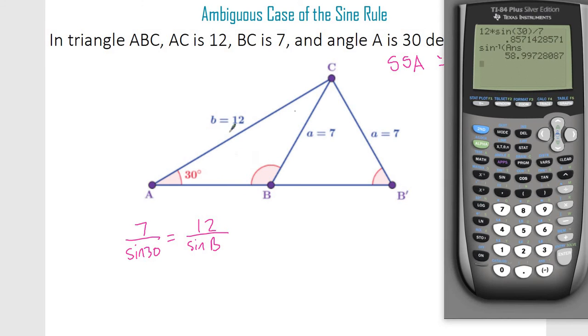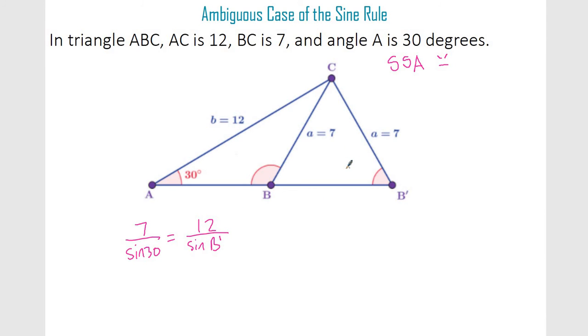Remember what I said. One triangle would be small and have an obtuse angle. The other one would be larger and have a smaller one. So actually what this solved for was the B prime, the smaller one. So this was 59 degrees, roughly rounded, okay?